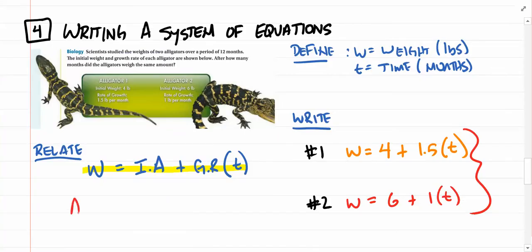So we would say, after 4 months, rather, the alligators weigh 10 pounds. So after 4 months, the alligators weigh 10 pounds.